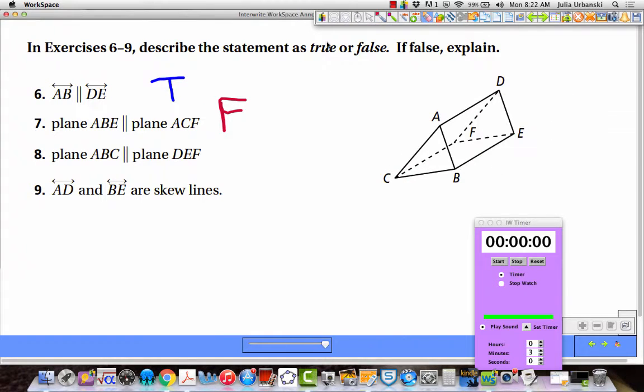And the third one, plane ABC right here, is parallel to plane DEF. That one would be true. They're both vertical, they won't intersect.